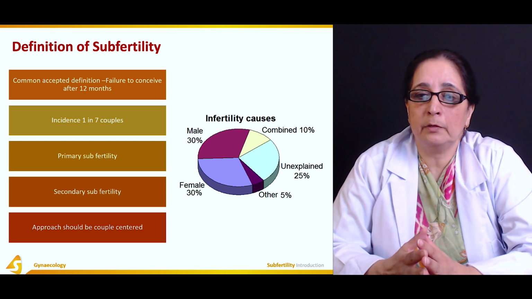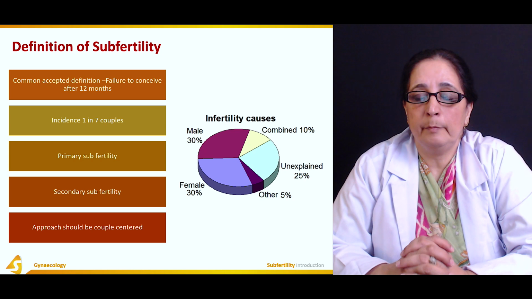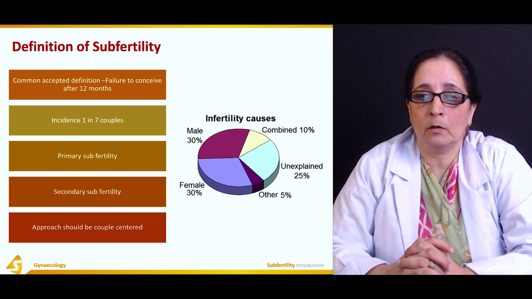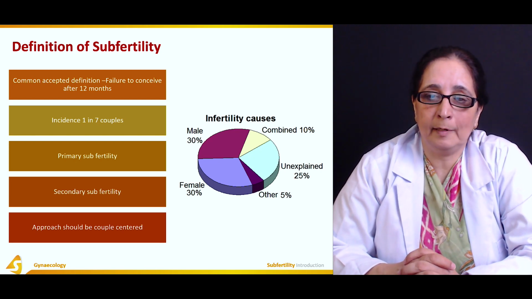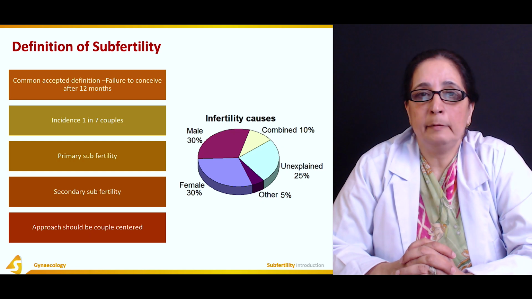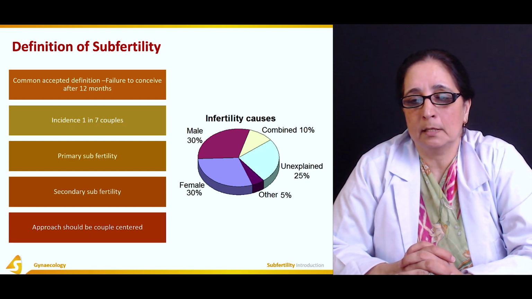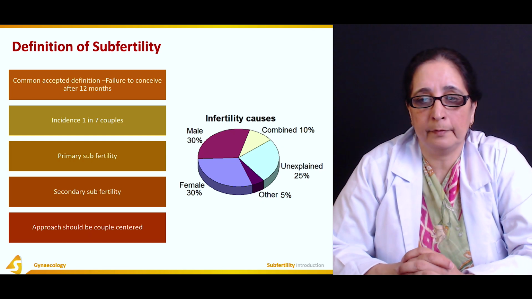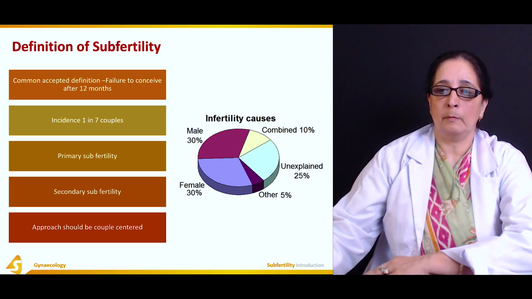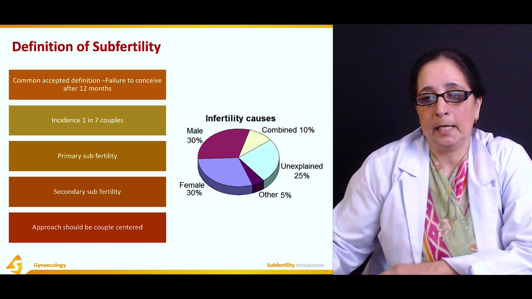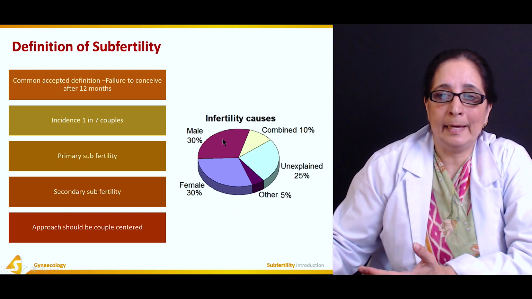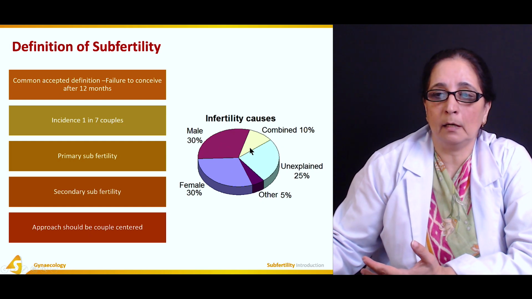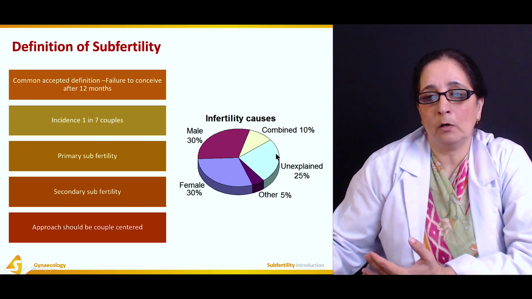Now, the common causes of infertility, if we see: 30% of causes are related to the male. Similarly, 30% are female related causes. Combined male and female causes are 10%. No cause of infertility is known in about 25% of the cases, and there are other causes in about 5%. So 30% female, 30% male, combined male and female 10%, and unexplained causes.